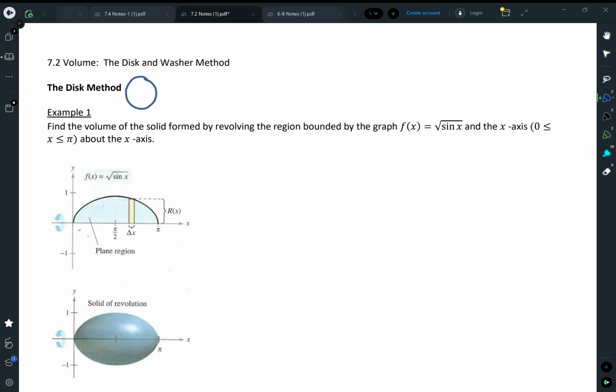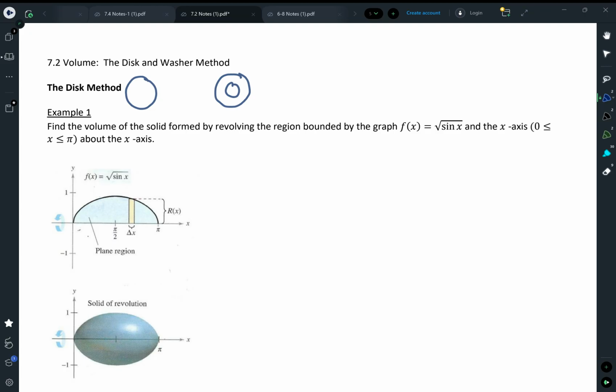That's what a disc looks like. So it's solid all the way through. Washer is a circle, but it's got like a hole in the middle. So I don't know if you've done anything that requires tools, construction kinds of stuff, but that's what a washer looks like. So first we're looking at the disk method.